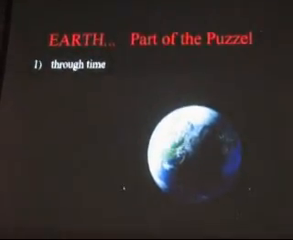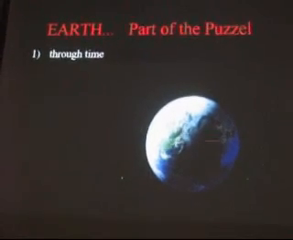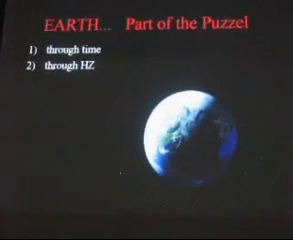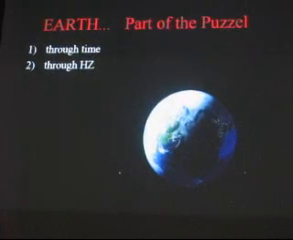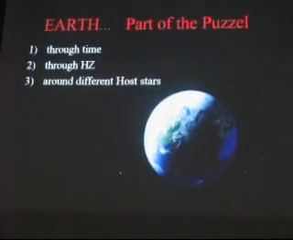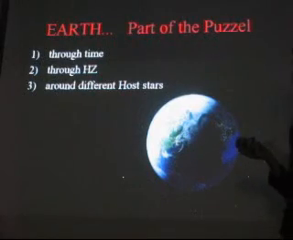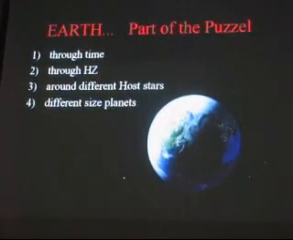Well, Earth, we are part of the puzzle. What about us? What about if we have a look at our planet through time? We go through what we call the habitable zone. This is the nice region around the star where you can have water at the surface. And then what about if the sun is not as bright? What about if the sun is brighter? How would that change us?